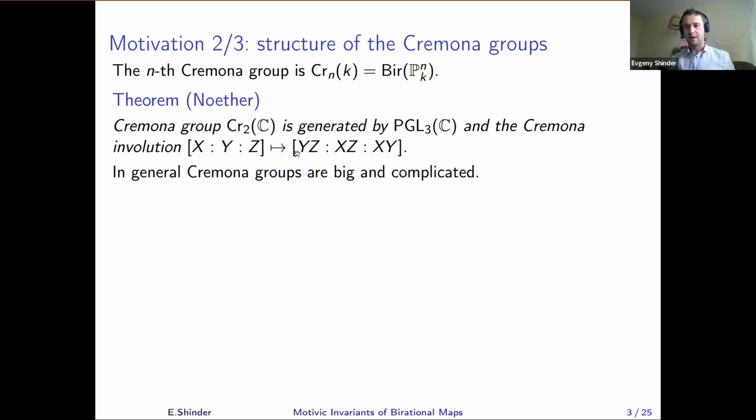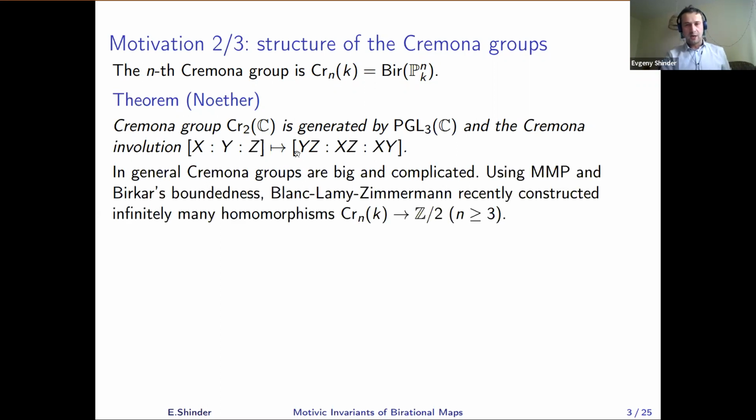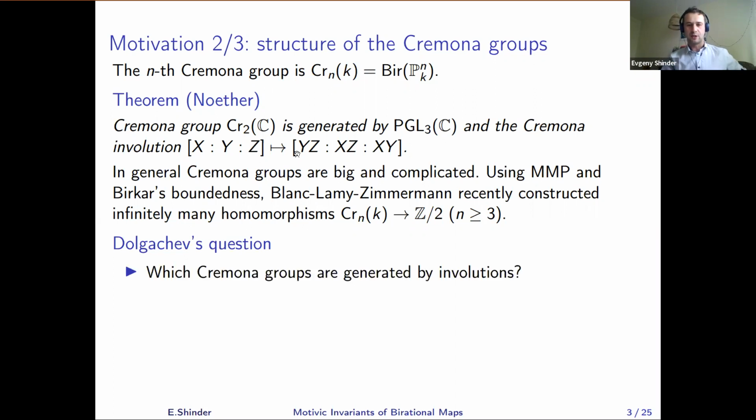So in general, much less is known, and there's not expected to be a simple structure of it. Specifically, results go in the direction of proving that it's big in a certain sense. So for example, Blank-Lamy-Zimmermann constructed infinitely many homomorphisms to Z mod 2Z, showing that the group is sufficiently big. So as we see, a lot of things in Cremona is about involutions or Z mod 2, and the natural question was which Cremona groups, or which groups of birational maps, are generated by involutions.